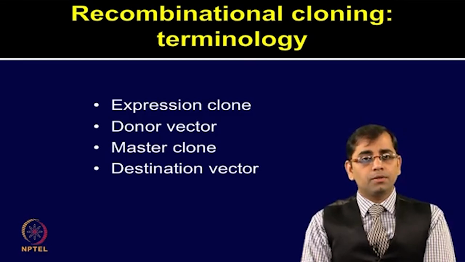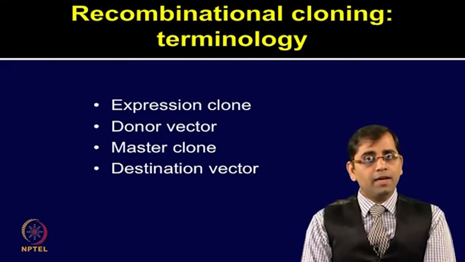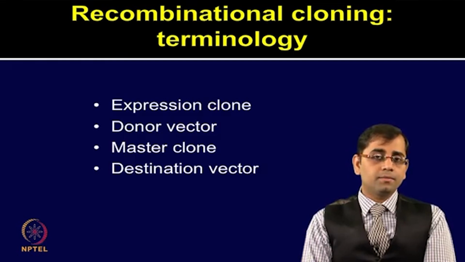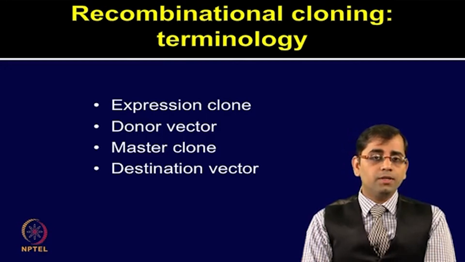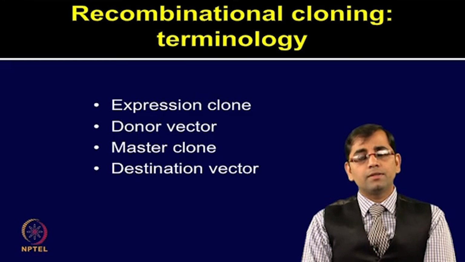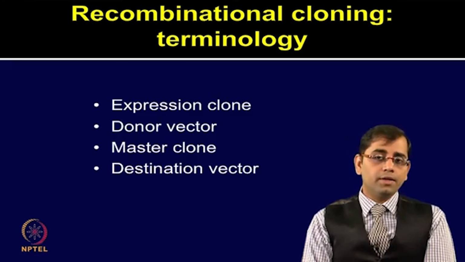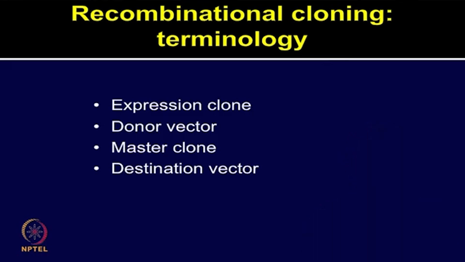So, what is a master clone? This is a vector containing the gene of interest flanked by att L sites. Entry clones are formed by the BP reaction and further used in the LR reaction to produce expression clones of interest. What is the destination vector? This is a vector containing a counter selectable gene flanked by att R sites which interact with genes from the entry clone to produce an expression vector in the LR reaction.